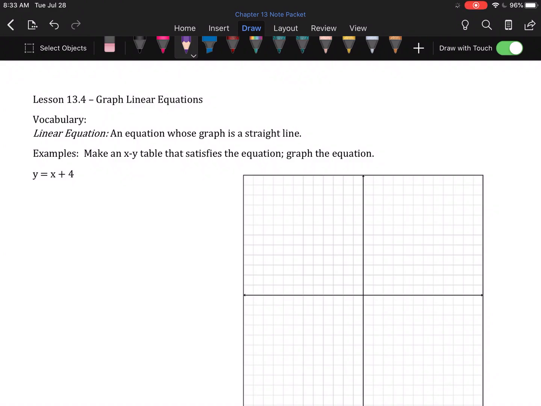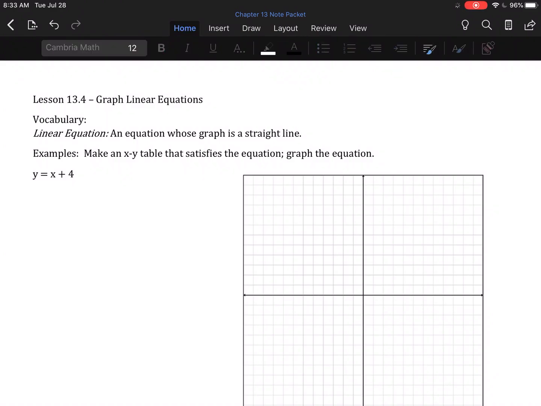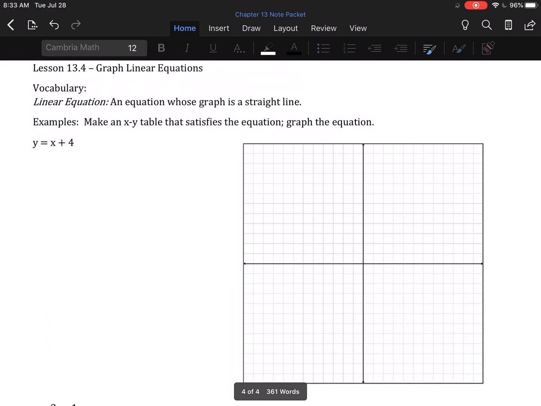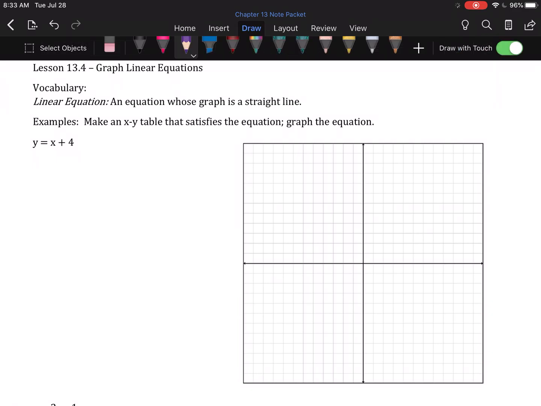The last lesson of Chapter 13 is called Graphing Linear Equations. A linear equation is an equation whose graph is a straight line. So what we're going to be doing is making XY tables that satisfy the given equation, and then we're going to graph. So, step one is to make an XY table.